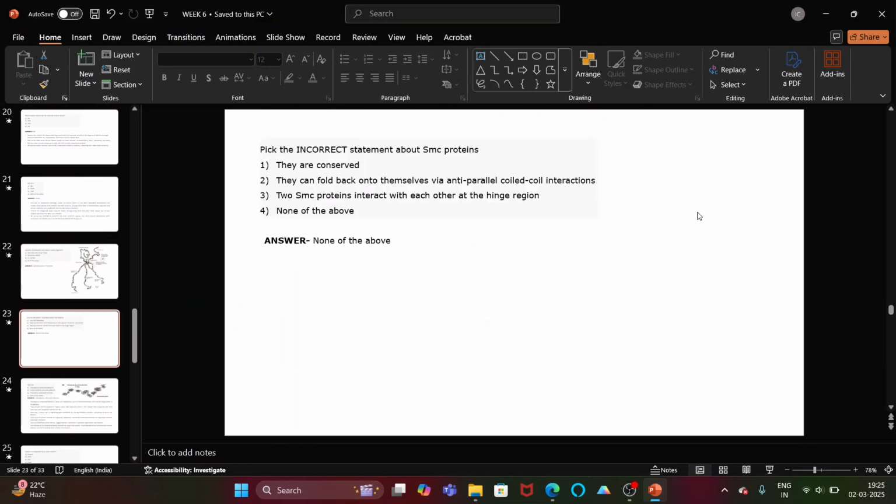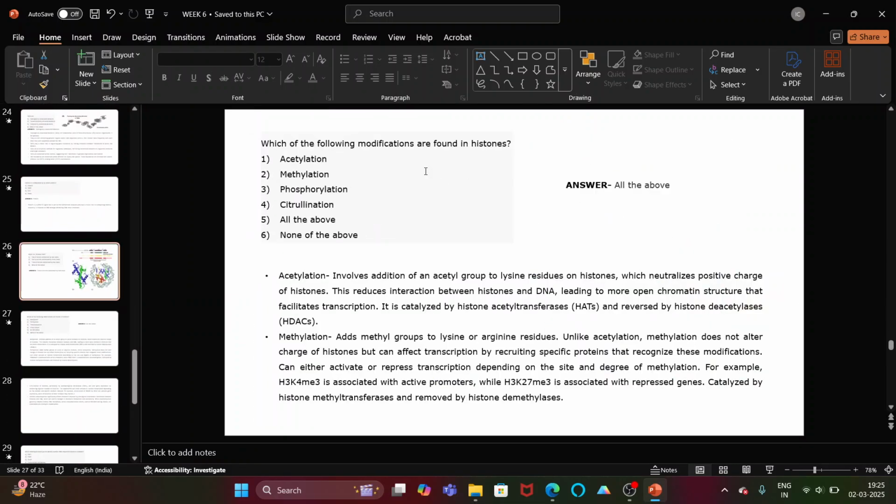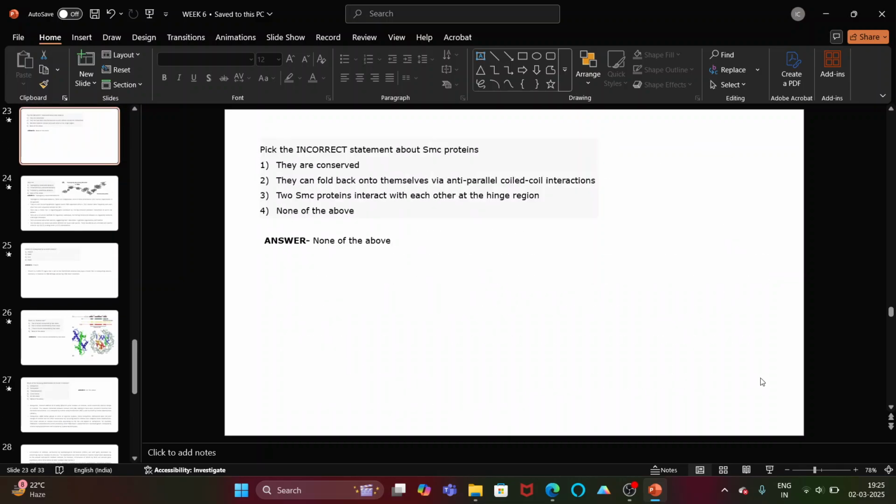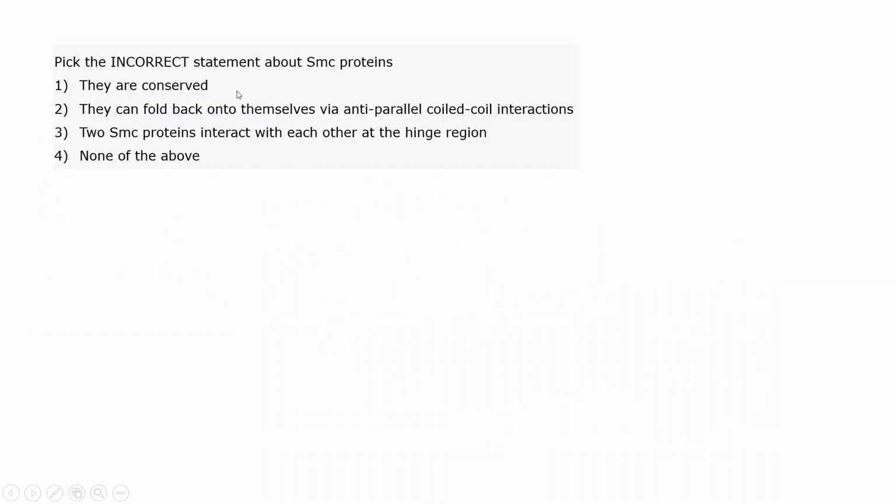So if you look at the options, the first option is right, it is highly conserved. It can fold back onto itself by anti-parallel coiled-coil interaction, and two SMC proteins can interact with each other in the hinge region. So all these three statements are correct in this case. So the incorrect statement is none of the above. All of the above are correct in this case.